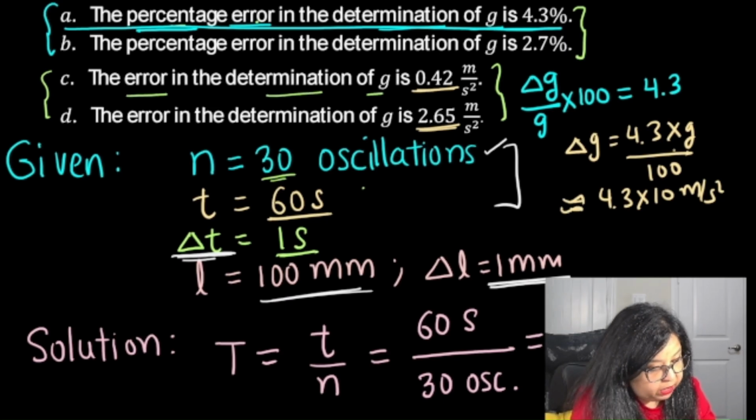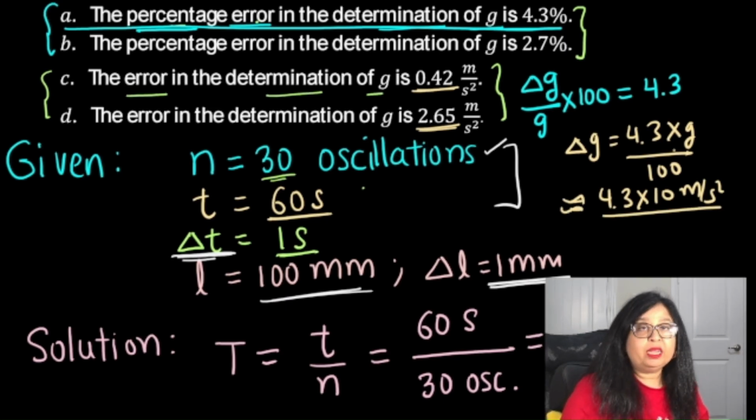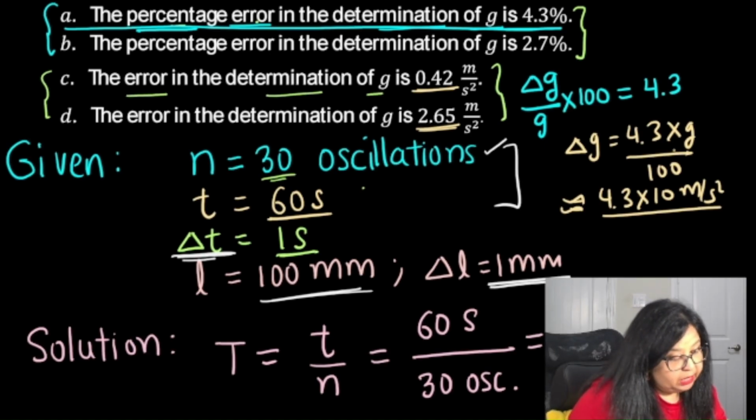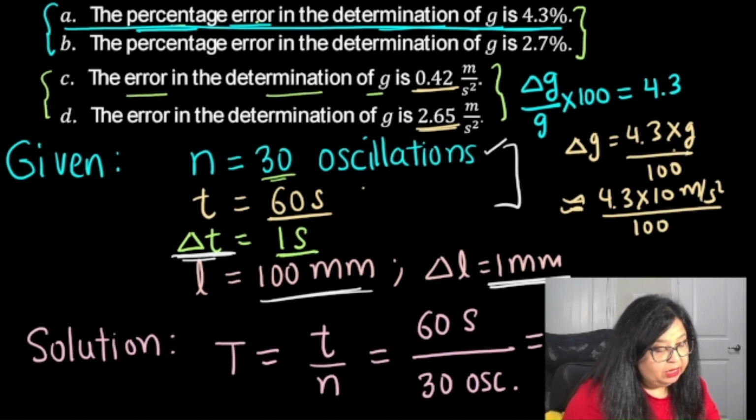Okay, make these as squiggly lines here, so we know that it's an approximation. Divided by 100, what does this give you? This will give you 0.43.